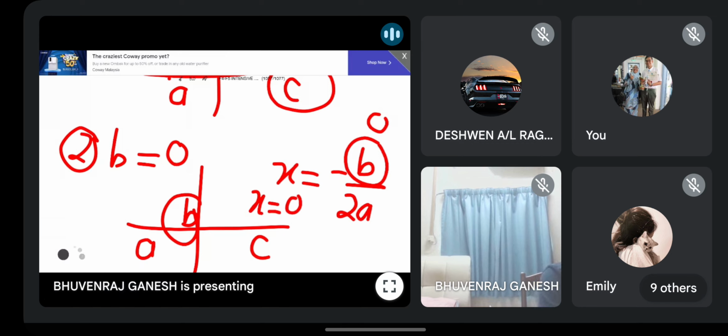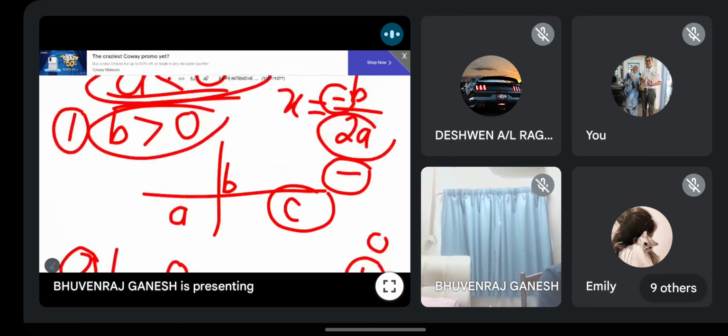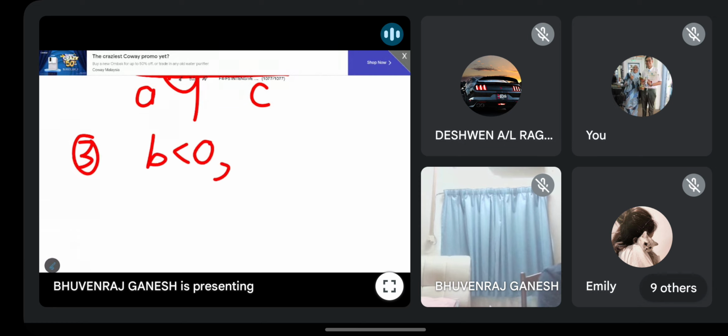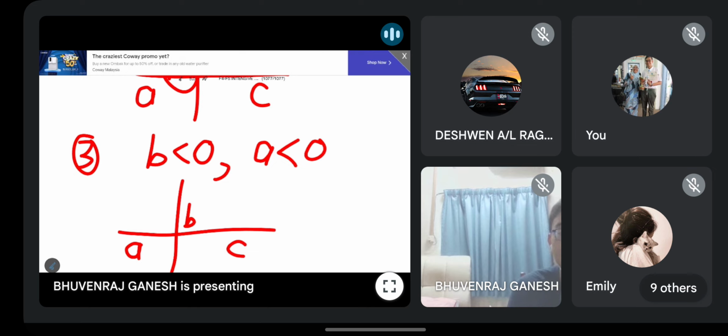The third one, just now I said, b less than 0. Remember our condition now: a less than 0. So now, can you tell me, A, B, or C, where is the axis of symmetry? Careful. So what will be the answer now?